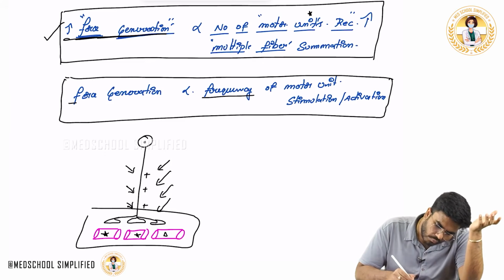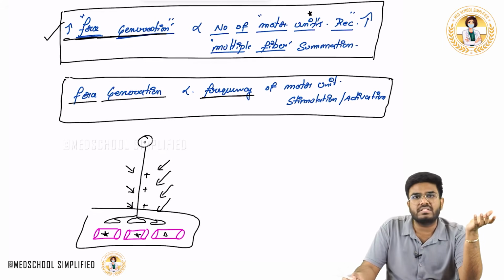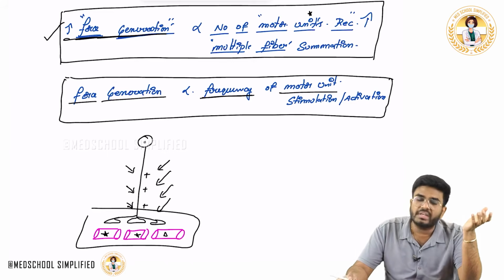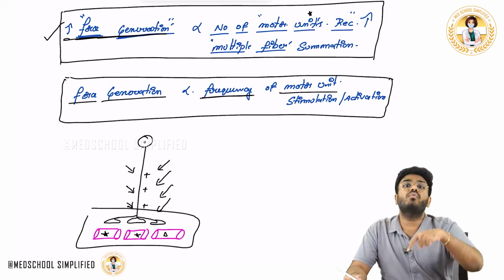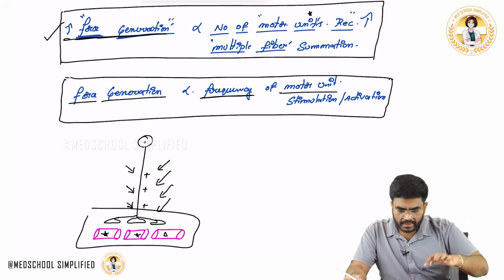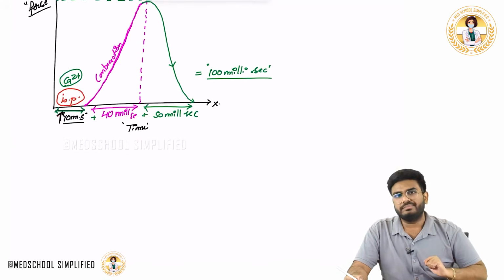But what is this? Force generation is also dependent on the frequency of motor unit stimulation. The more the number of times you stimulate the motor unit, more force will be generated. Okay, so how is that going to happen?